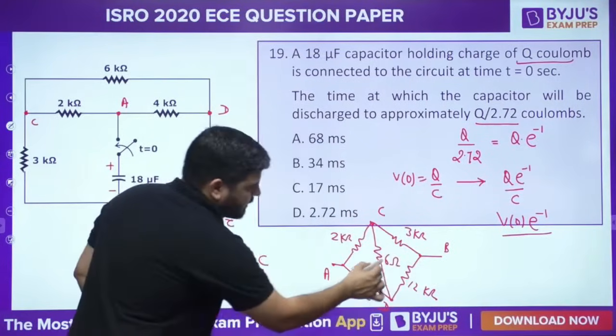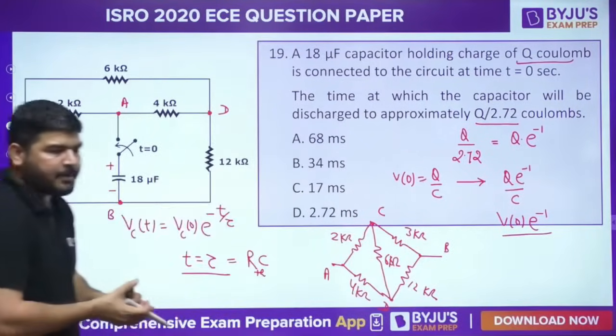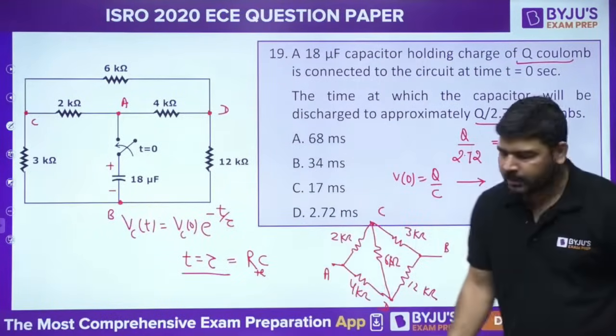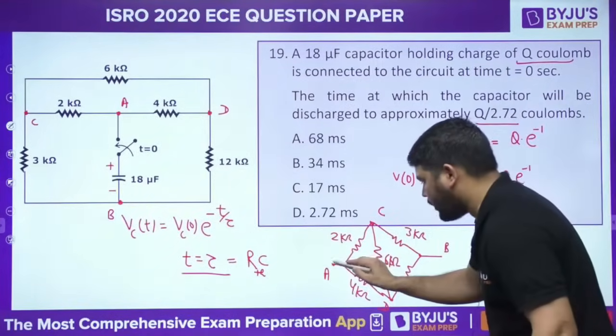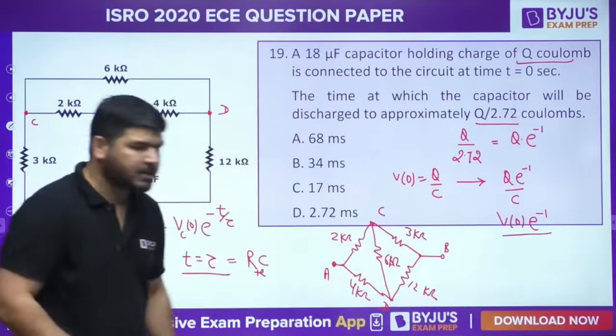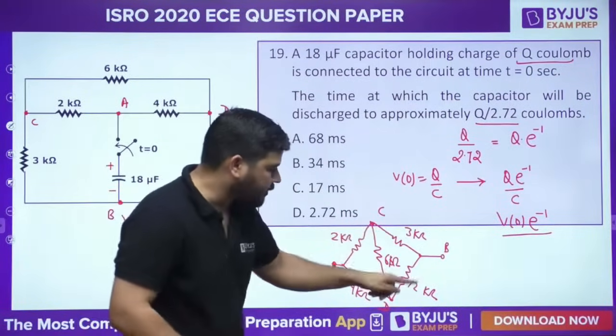So this is the circuit between A and B now. We need to calculate the equivalent resistance for this circuit. How to calculate the equivalent resistance for this circuit? Obviously, this is not a balanced bridge. This upon this is not equal to this upon this.